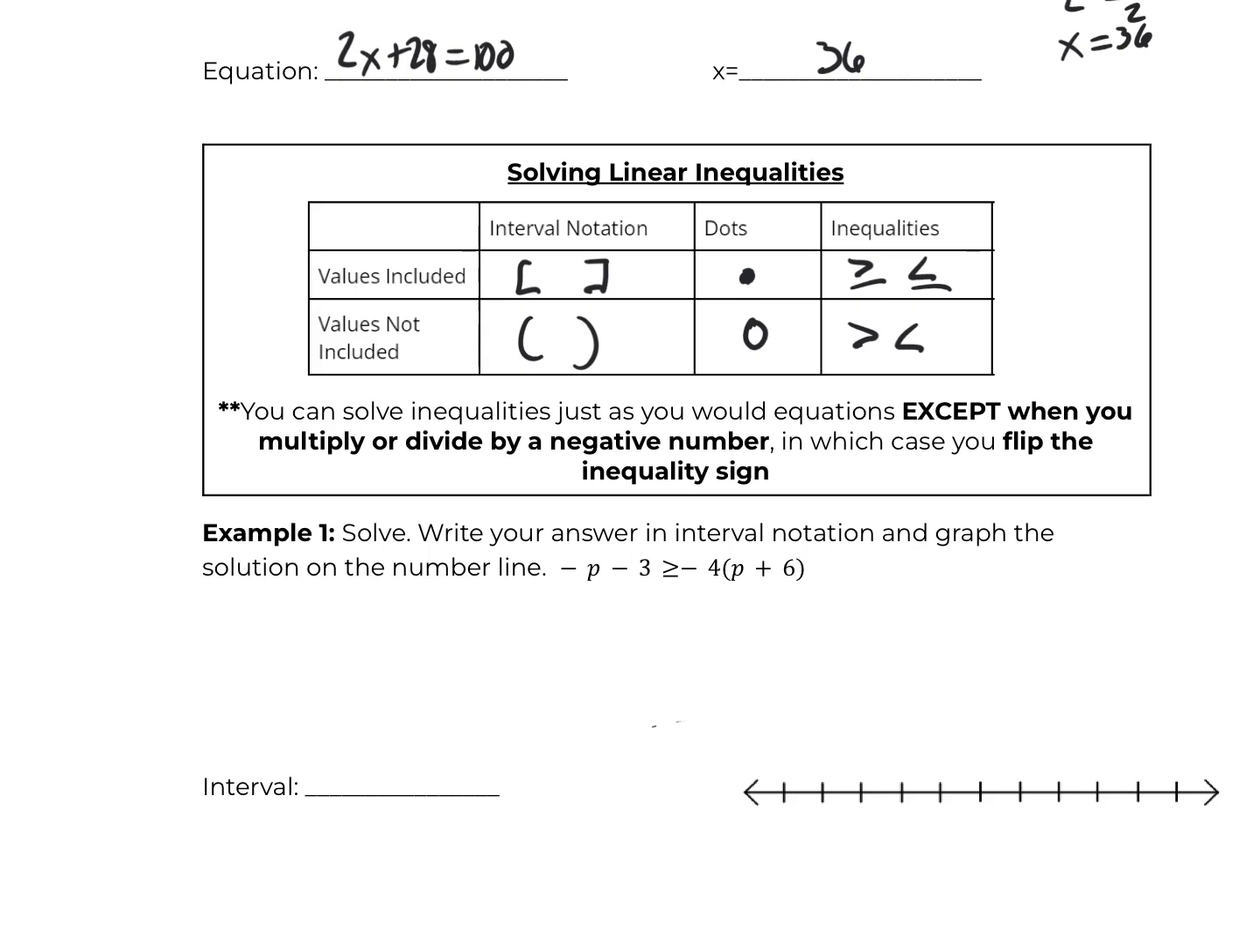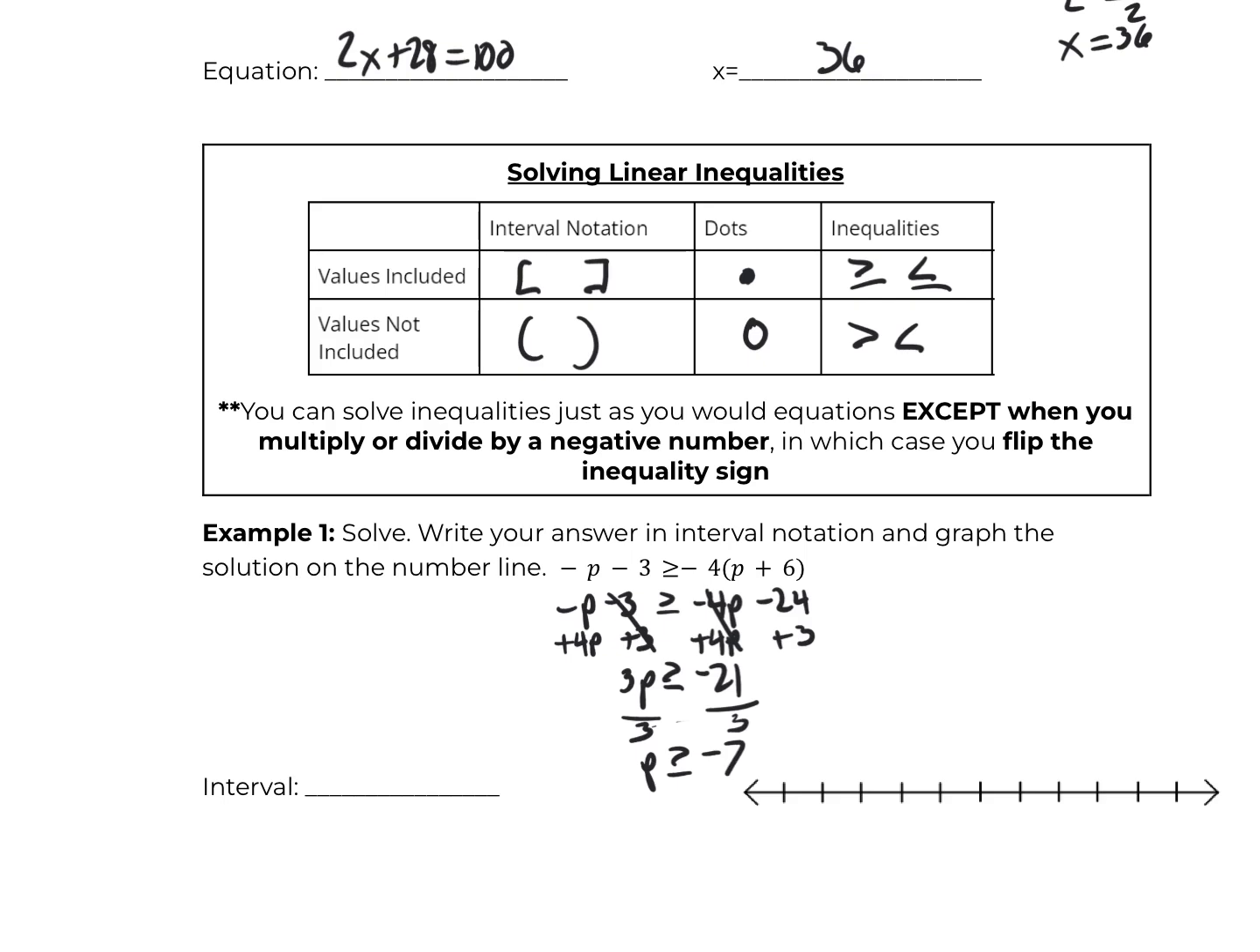Here we have negative p minus 3 is greater than or equal to negative 4 times p plus 6. First thing we're going to do is distribute that negative 4. So that becomes negative 4p minus 24. Now I'm going to add 4p to both sides. I'm also going to add 3 to both sides. And that cancels that out. That cancels that out. So we have 3p is greater than or equal to negative 24 plus 3, which is negative 21. Divide both sides by positive 3. And I get that p is greater than or equal to negative 7.